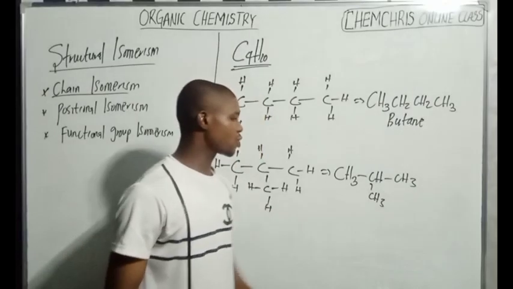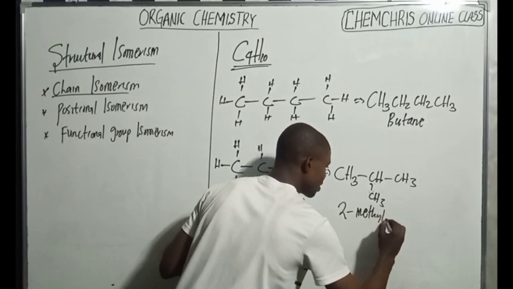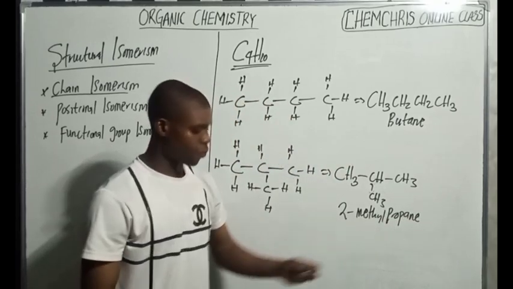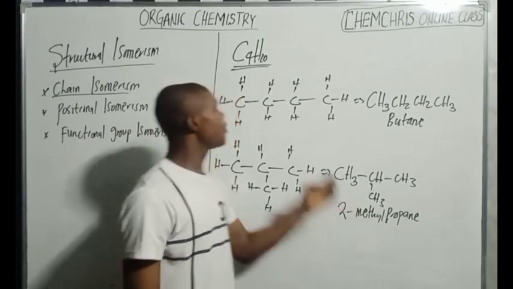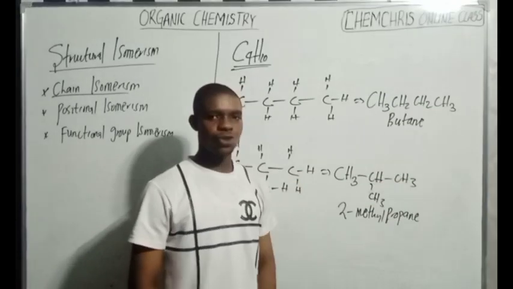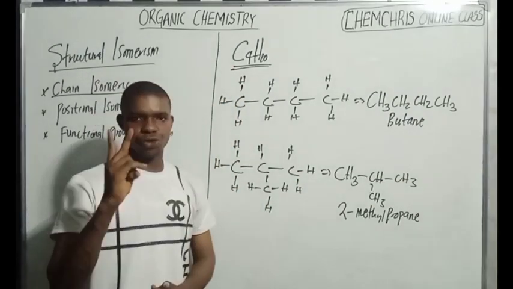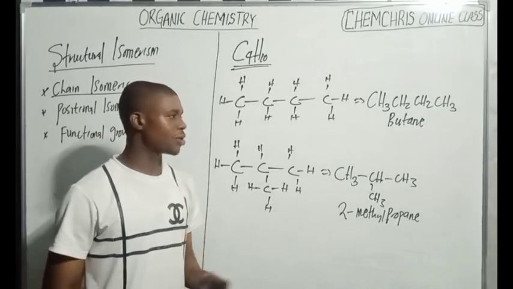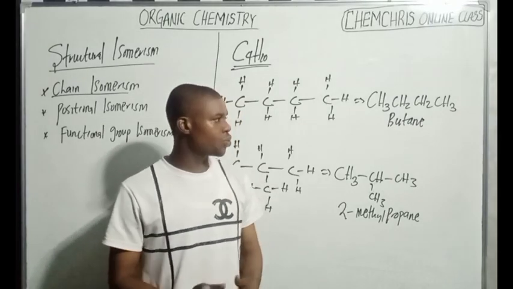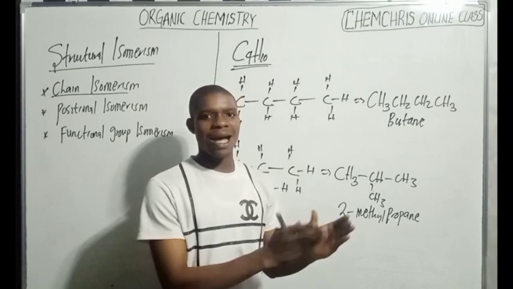The name of this one is 2-methyl propane. 2-methyl what? Propane. You can see that they both have the same molecular formula, C4H10, but differ in their structural formula. Do you understand? So C4H10 has only 2 isomers. If the exam asks what type of isomerism exists between butane and 2-methyl propane, the answer is structural isomerism.